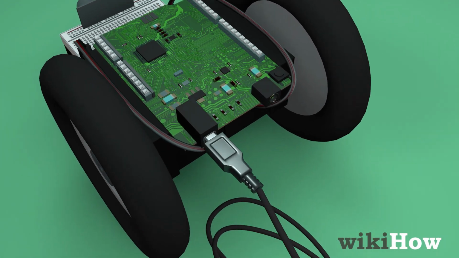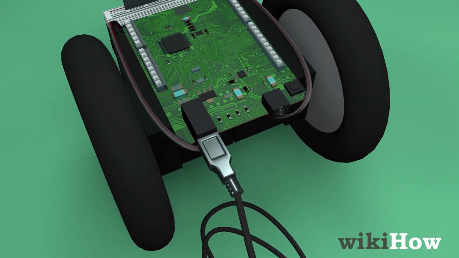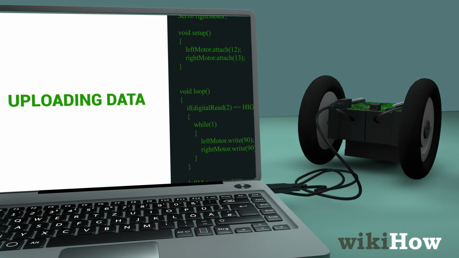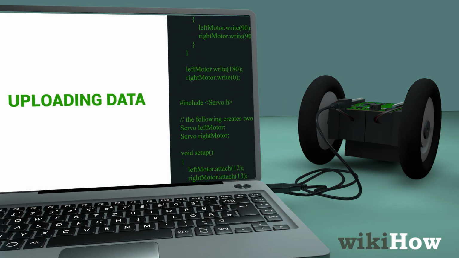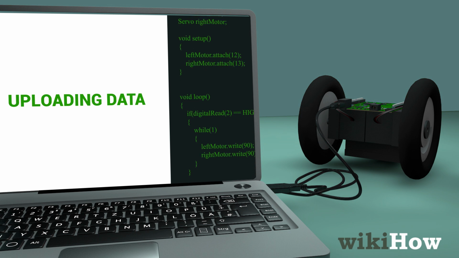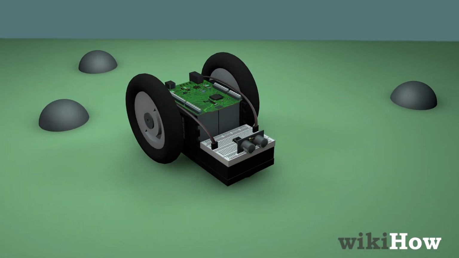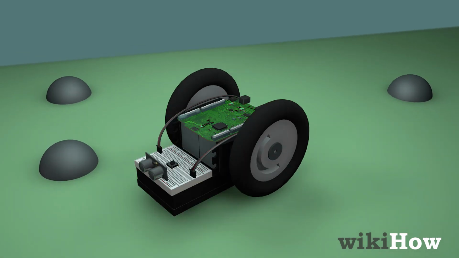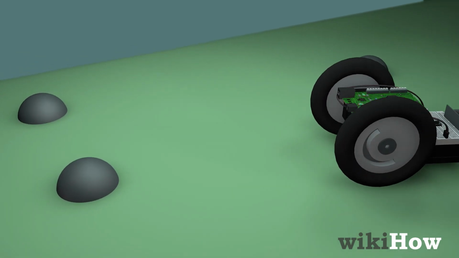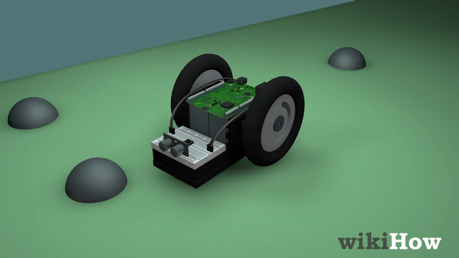Connect your microcontroller to a computer via USB cable. Upload a basic control program from your computer to the microcontroller. This robot can go forward, backward, stop, and turn away from obstacles. Test your robot on a smooth, flat surface and experiment to see what you can make it do.